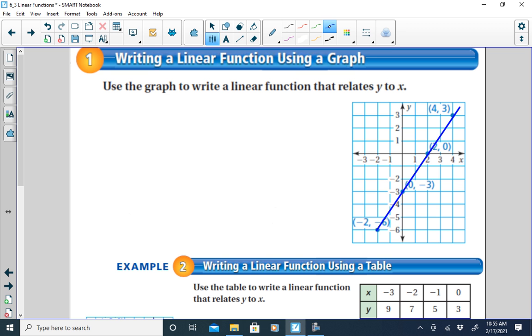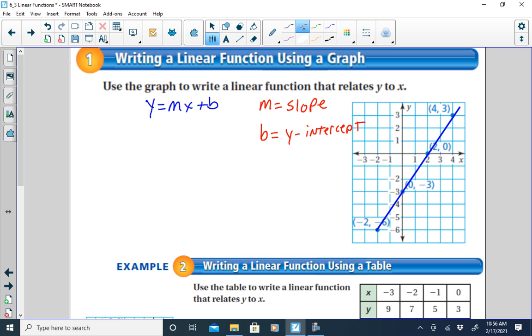Now, when we write a linear function that relates y to x, we're being asked essentially to write the equation of the line in the form y is equal to mx plus b, where m is the slope and b is our y-intercept. The y-intercept is where the line crosses the y-axis. So we need those two things to write the equation of the line.